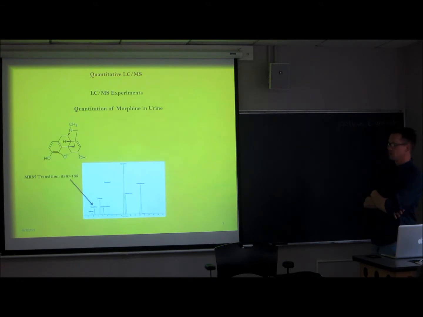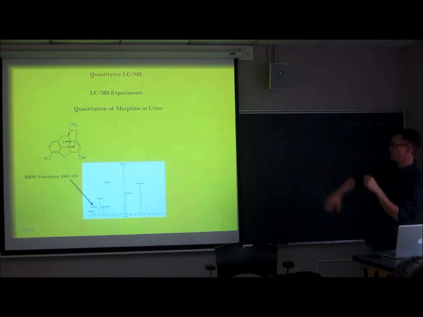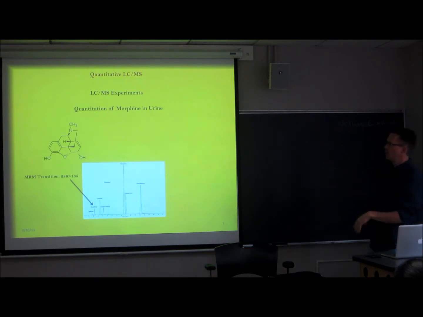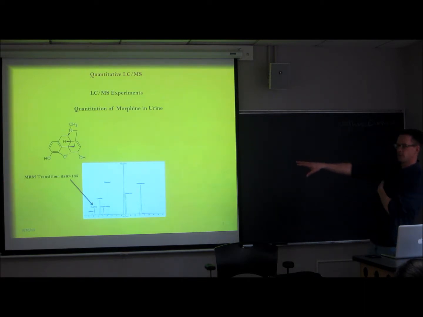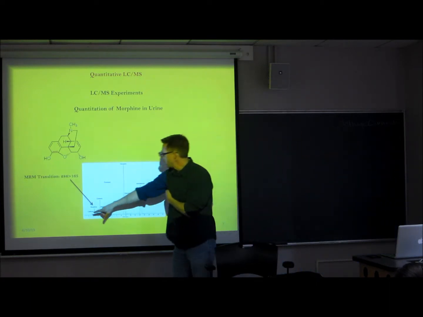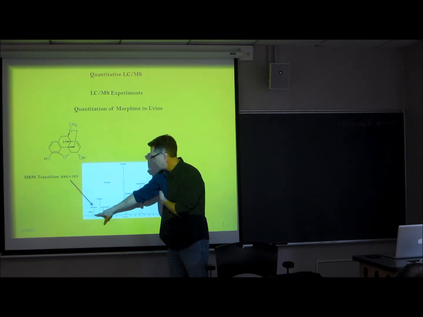If you infuse morphine into your mass spec and break it into pieces, one of the fragments you'll see is a fragment of mass to charge 165. So we can set up an MRM transition on a triple quadrupole mass spec where we use the first quadrupole to filter through 286, use the second quadrupole as a collision cell to break it into pieces, and use the third quadrupole as a mass filter to only filter through 165. And we'll only see morphine when it elutes right there.